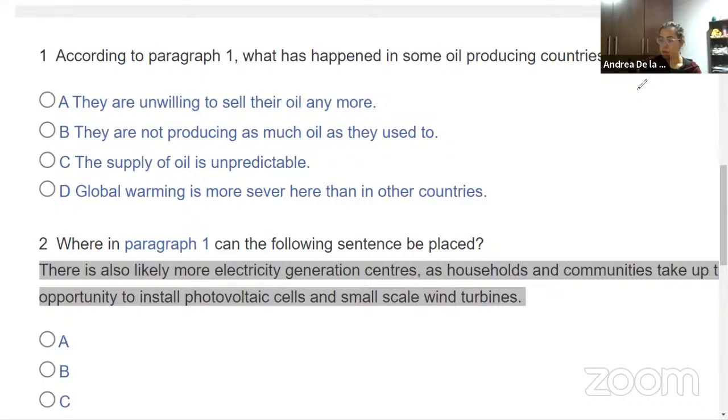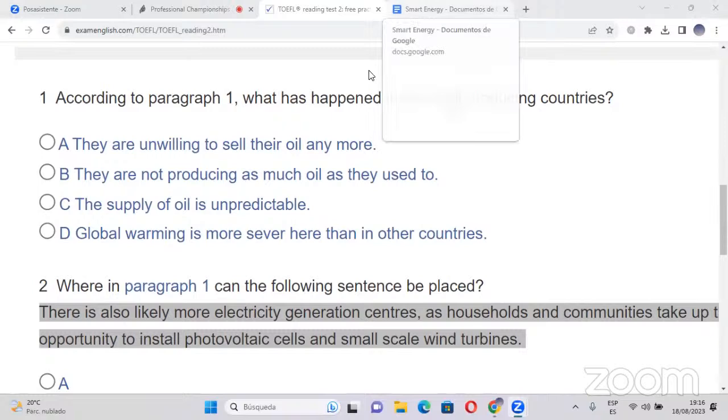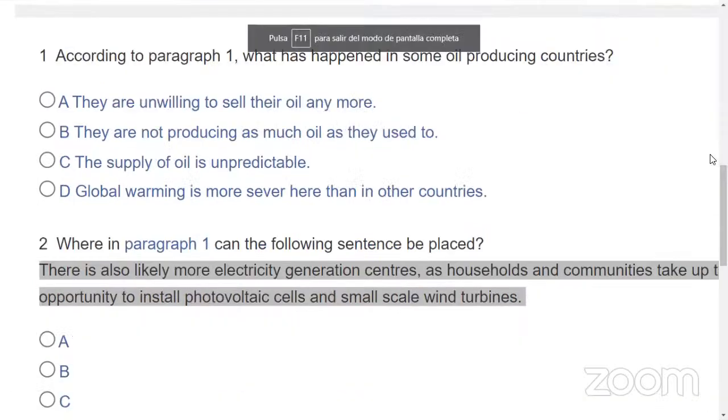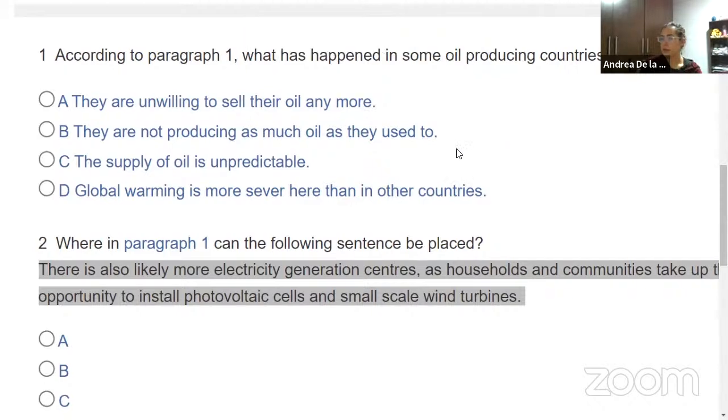So what do you guys think? What option would you choose? I think it's option B. Does everyone agree? Is it option B?